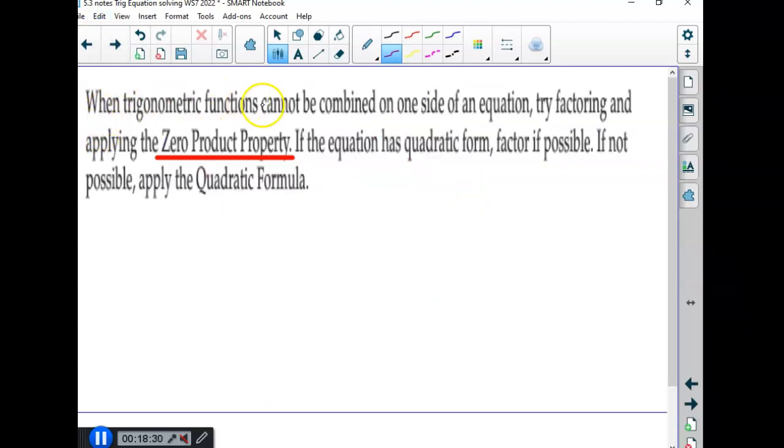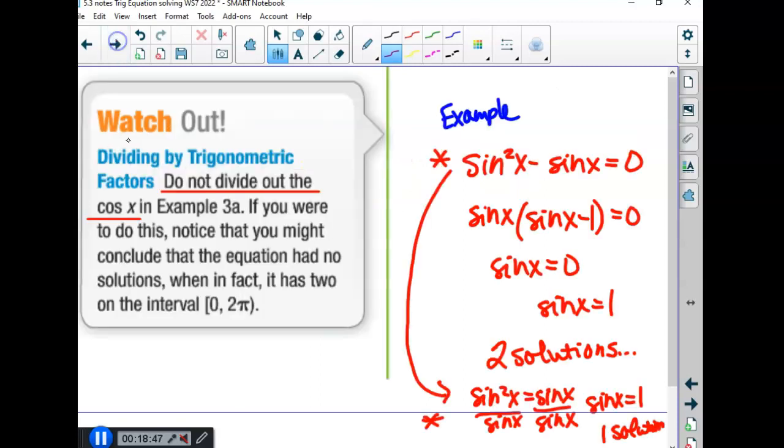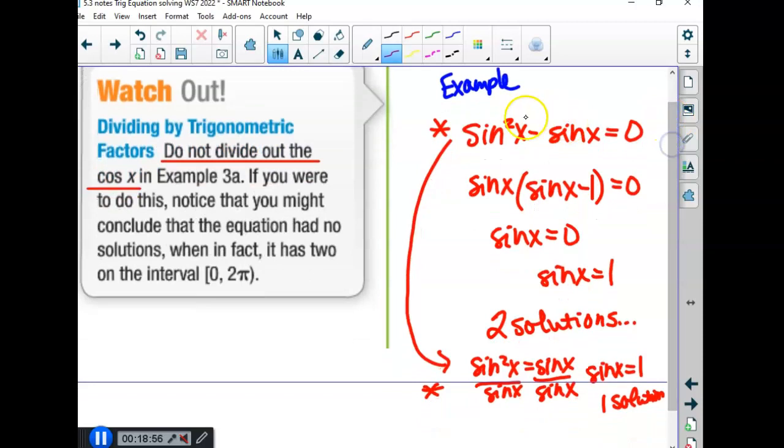All right, when trig functions cannot be combined to simplify on one side of an equation, we might need to try factoring. In order to factor, it has got to equal 0. You can't use factoring if it doesn't equal 0. It says we might need the quadratic formula, but I'm not assigning anywhere we need quadratic formula. Can you just look up here for a second? If you had this equation, sine squared x minus sine x equals 0, you would need to factor out a sine and set them each equal to 0, because you will get where the sine is 0 and where the sine is 1. That's 2 solutions, okay?